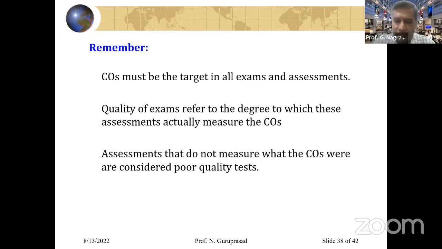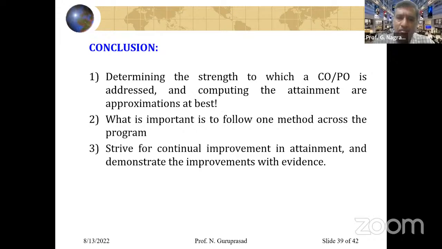Course outcomes must be the target in all exams and assessments. Assessments that do not measure what the course outcomes are considered poor quality assessments. Determining the strength is addressed, and so is computing the attainment or approximation. Strive for continual improvement in attainment and demonstrate the improvements with evidence.